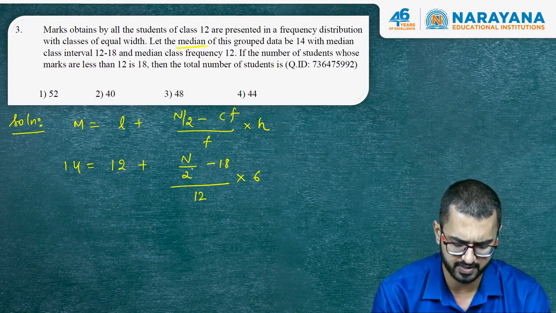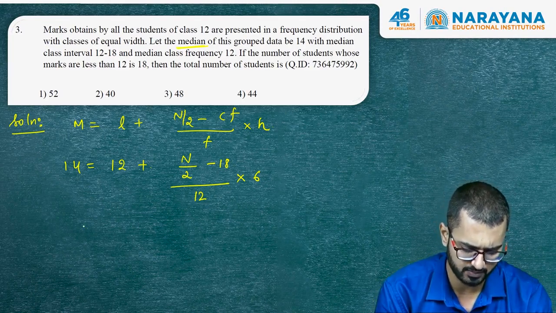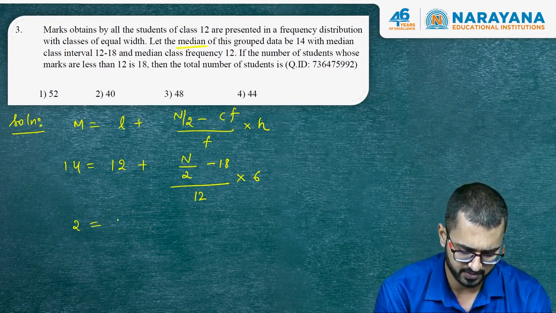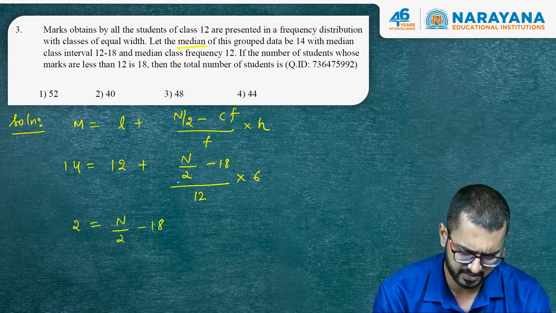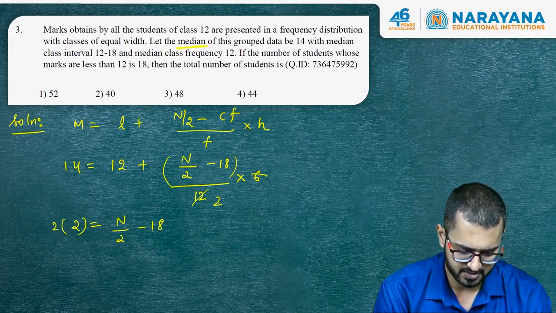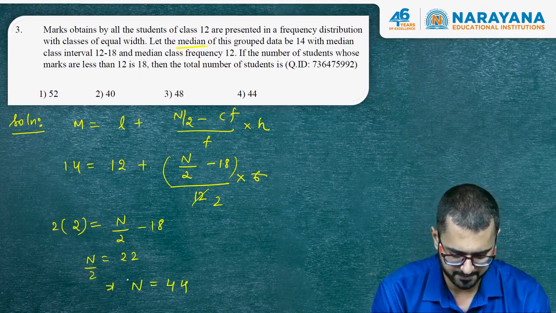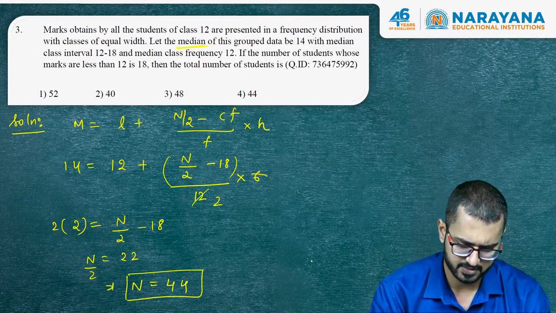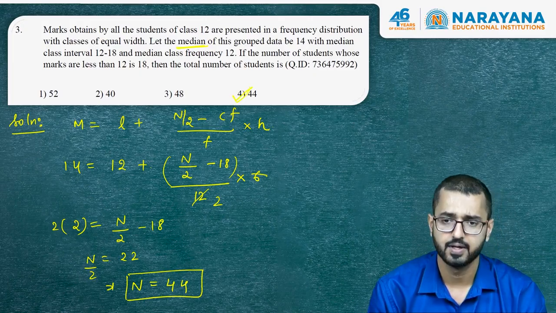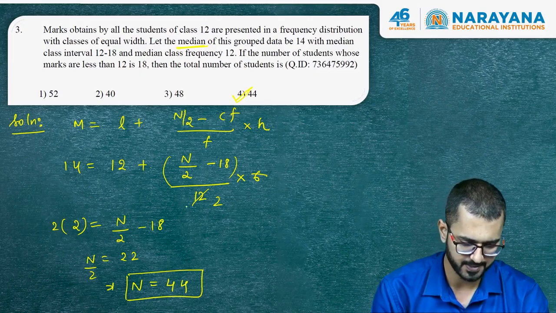Now from this equation we have to find simply n. So 14 minus 12, 2 is equal to, here it's simple, n by 2 minus 18, and then this 6 and 12 will go here, and then this 2 will come again to this side. So this becomes naturally 4, and then n by 2 is equal to 18 plus 4, 22, and from here you directly get n is equal to 44. So again it was a simple question, so that makes option D, the 4th, correct. Okay, so next part.